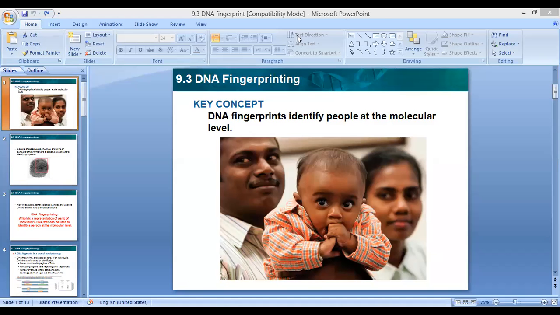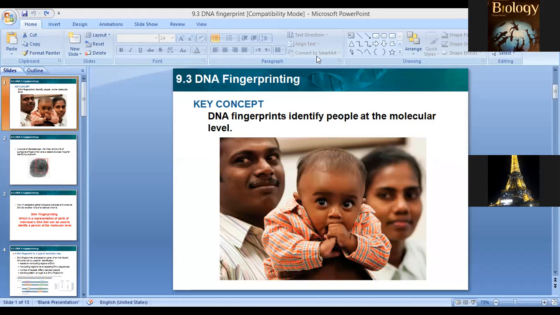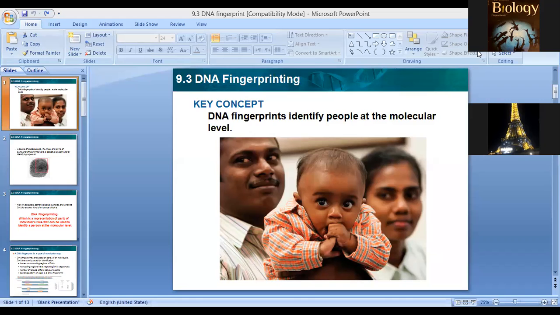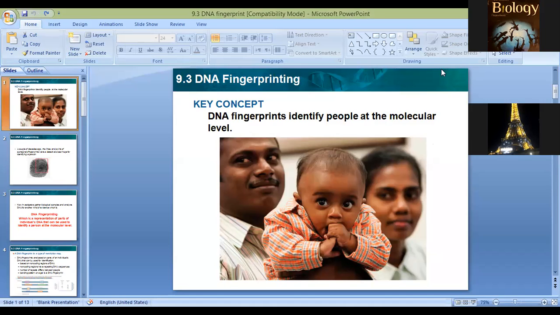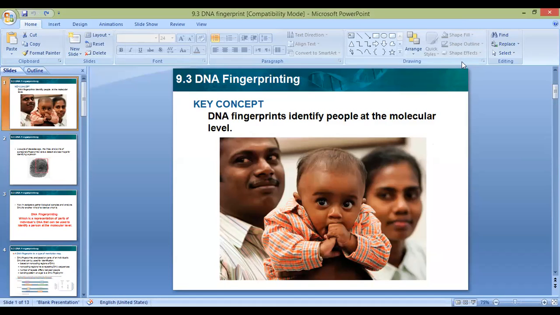So today we are going to complete our lesson, DNA fingerprinting, which is in chapter 9, section 3. Okay, who can tell me briefly what is the meaning of DNA fingerprinting? Or what is it? Yes, Muhammad. Miss, it's to know the person by his DNA.